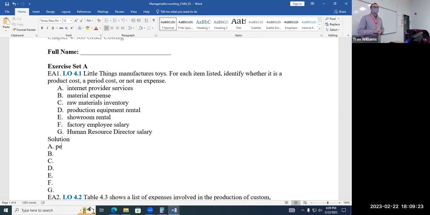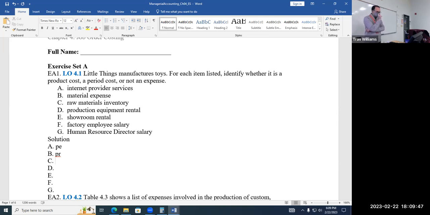Okay, so I'm just going to abbreviate PE for period. Next, we have material expense. What do you think that would be? That would be a product cost, right? Because the materials go into the product. Raw materials inventory? Yes, however, that's a trick. That's a trick. Wait, let me think.